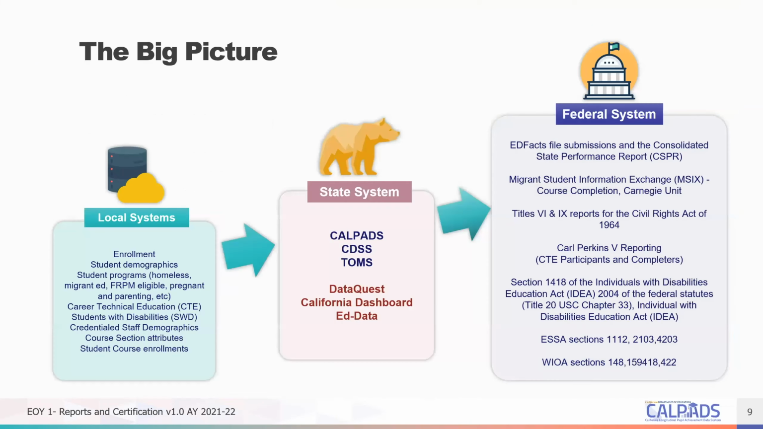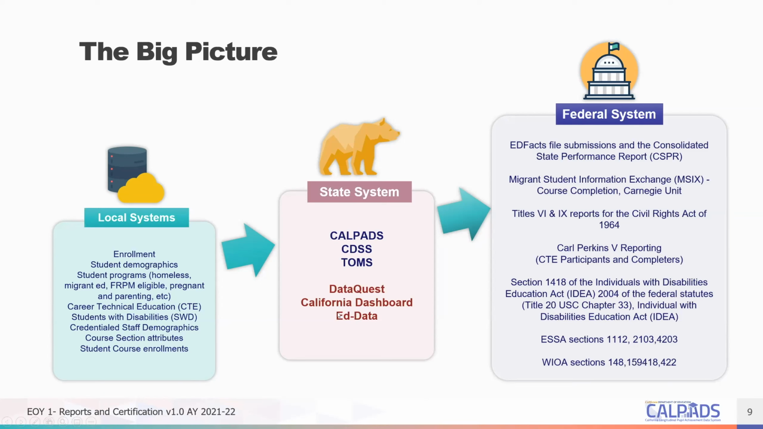So before we move to the nitty-gritty details, let's just do the 10,000-foot view and see the overall process here. So why is this data required? Again, you have your local systems where you store all of this data in compliance with our requirements. Then this data is submitted to CalPADS, used in TOMS, and then also used for DataQuest. Once you certify, it will be used for DataQuest, and then that data will be processed and interpreted in the California Dashboard, and then also on Ed-Data.